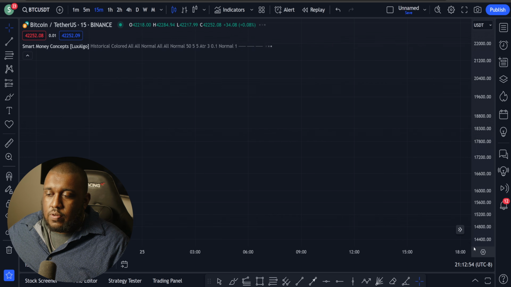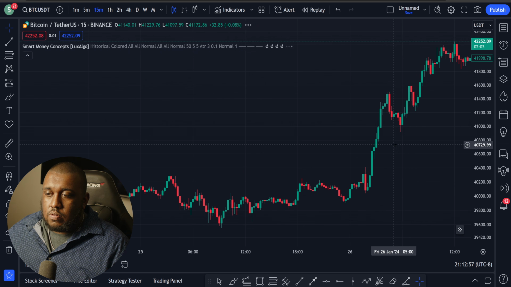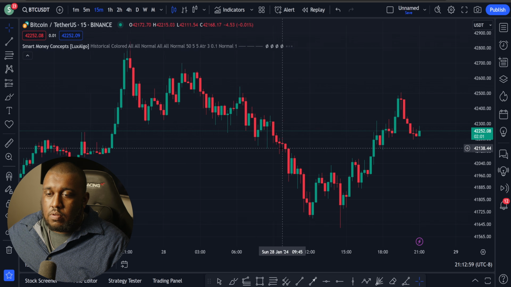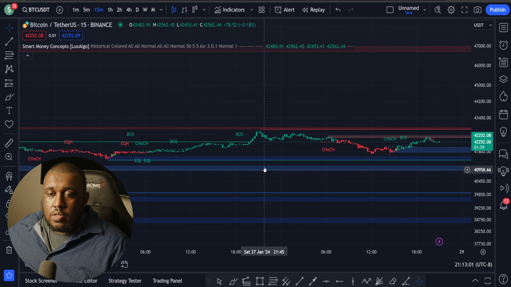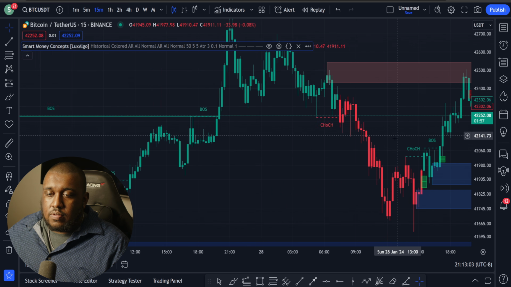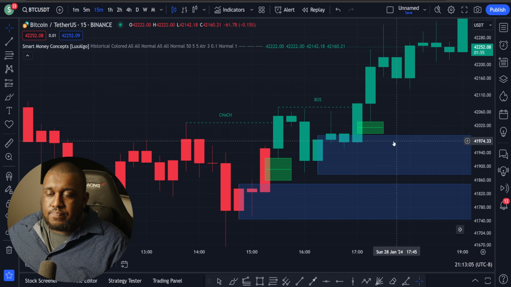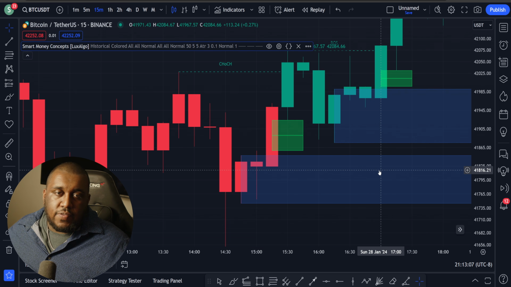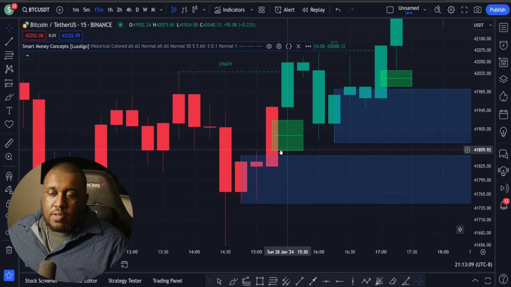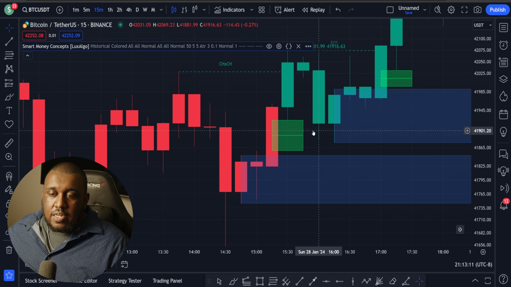So let me go over here to a 15-minute chart. See if I can find a nasty candle. Here's one. This is a 15-minute chart. It's not going to be massive moves, but it retested it. You could even see it come back over here if you wanted to extend it.